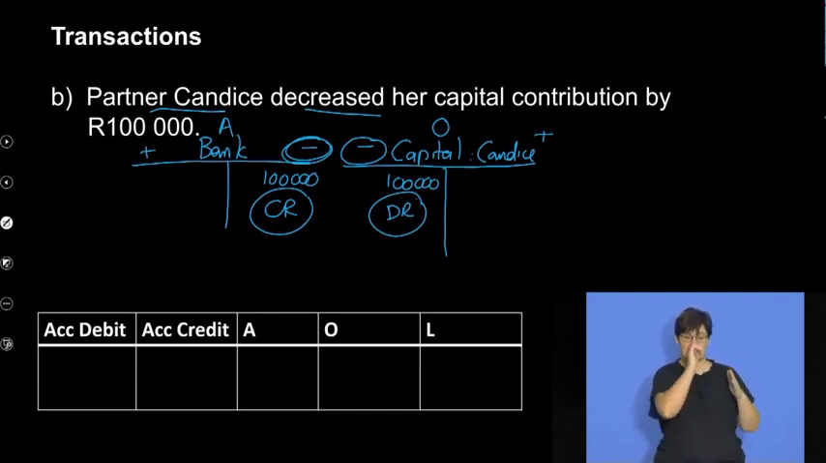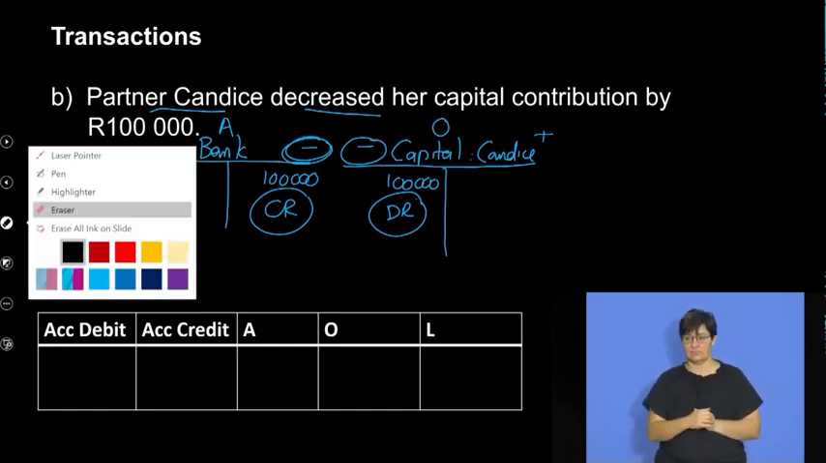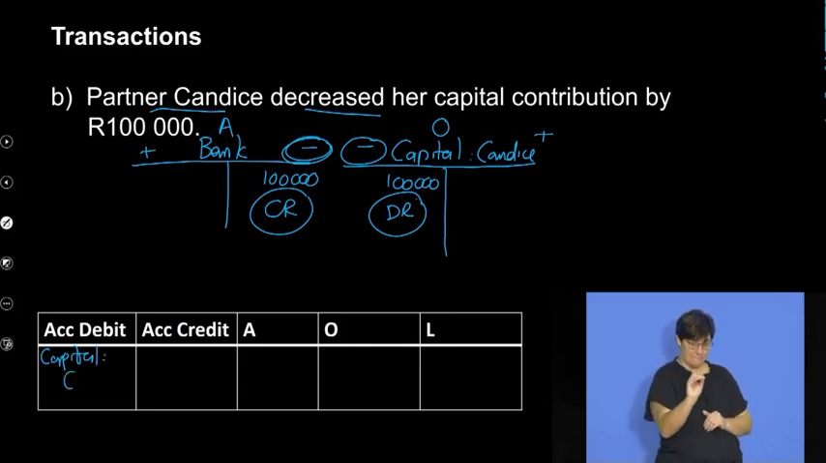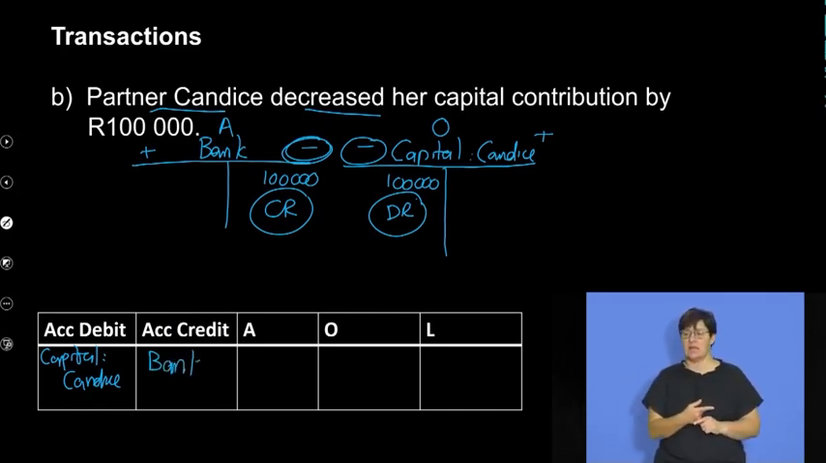So account debit was obviously not bank. Let's fix that quickly. Right, account debit is capital. And again, remember, I'm filling in the name of the partner. This is where students make a mistake. They don't fill in the name of the partner. And account credit is your bank account.